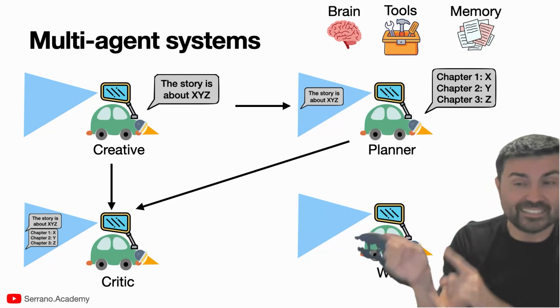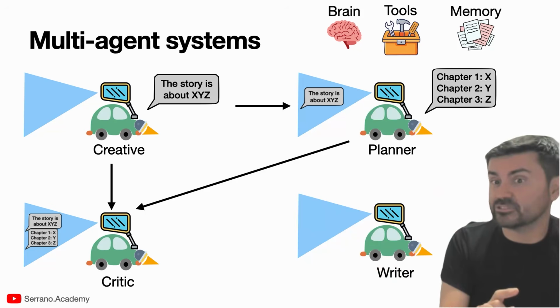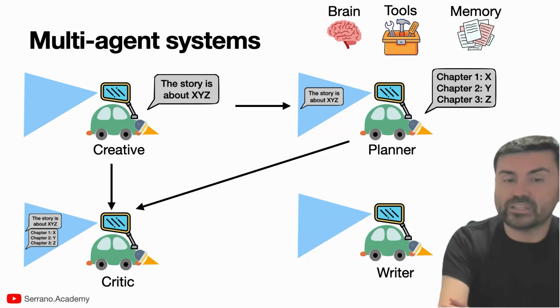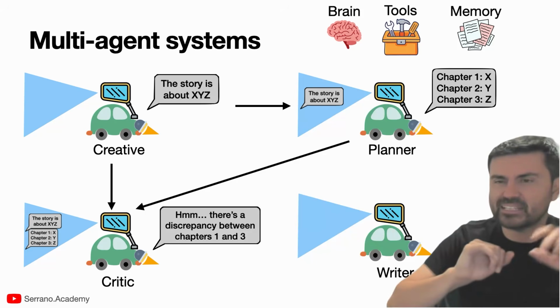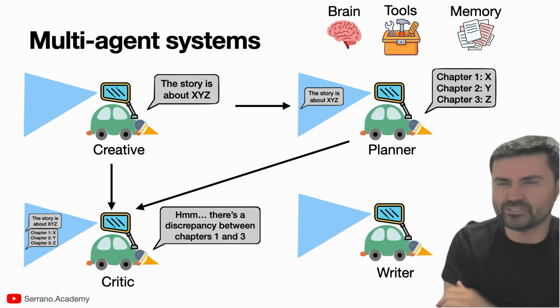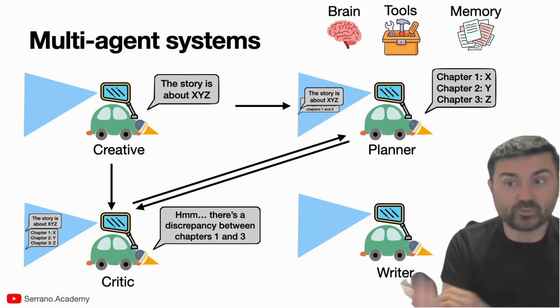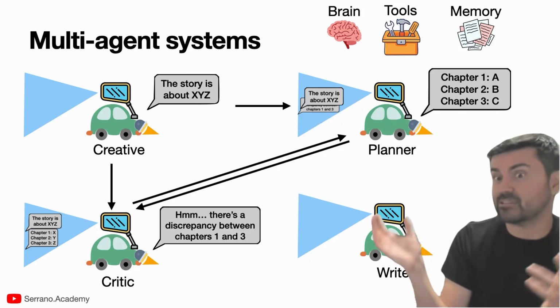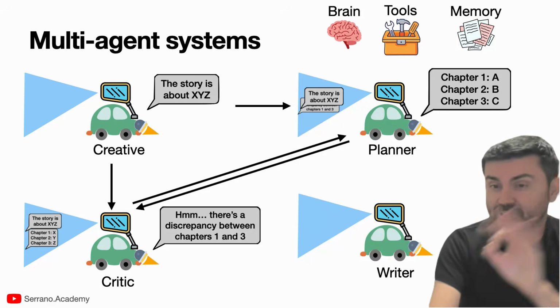The critic is very easy because models are better critics than they are actors. So the critic comes up with some feedback. It says, I think I found a discrepancy between chapters 1 and 3. The name of the protagonist is not the same. The city also changed. So please fix that. It gives the information to the planner, puts it in the rearview mirror. Now the planner can come up with better chapters. And you can iterate and do this many times until you have perfect summaries for chapters.